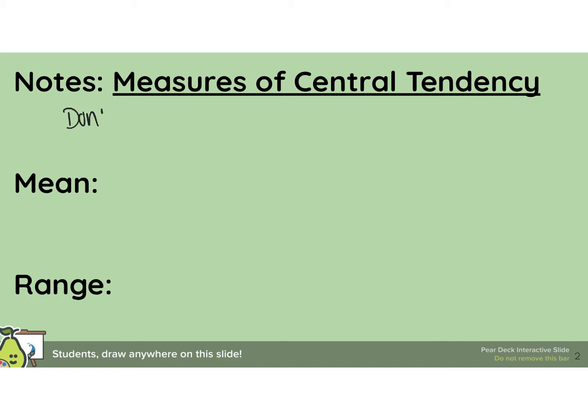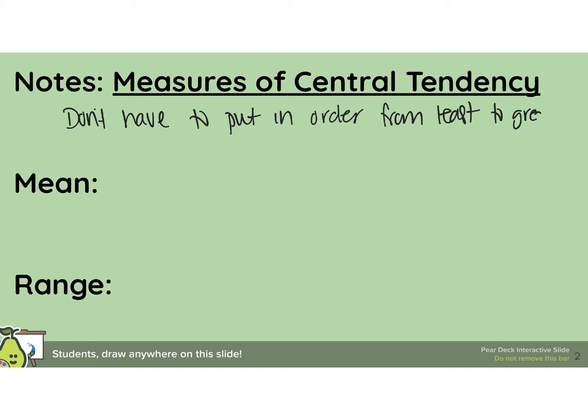So you don't have to put them in order. It doesn't hurt, but it's just not necessary. Usually you do all three at the same time, so you would put them in order and then you would find all of these. But I broke the lesson up so that it just wasn't so much work all at once. So for the mean and the range, you don't have to do that. You can, but you don't have to.